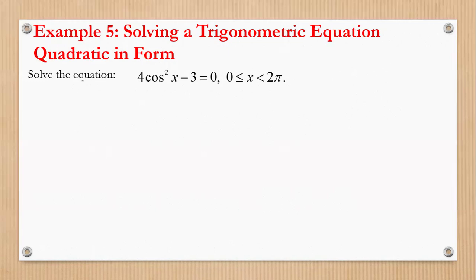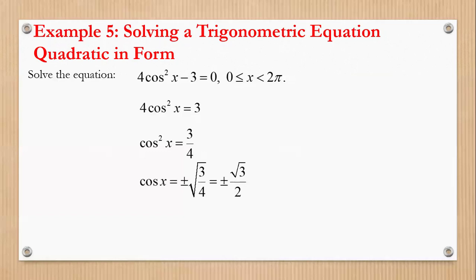We still need to isolate the cosine square, and after that find the cosine by taking a square root from both sides. So to isolate this, we need to add 3 to both sides and then divide by 4. Now we have cosine square. We take a root from both sides to find the cosine, and we get the cosine equal to plus or minus root 3 over 2. Okay. So now we have two cases. We need to see the cosine of what angle is positive root 3 over 2 and the cosine of what angles is negative root 3 over 2.